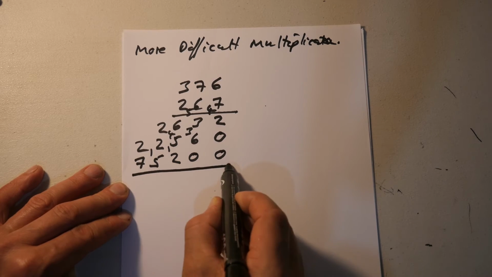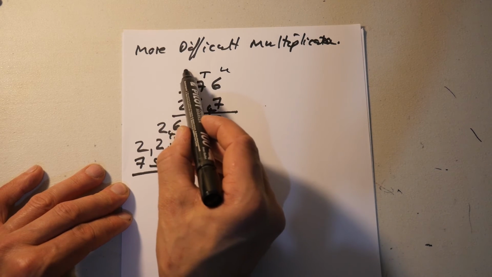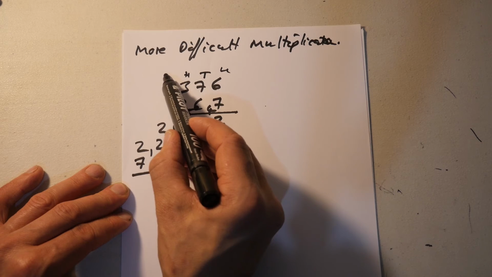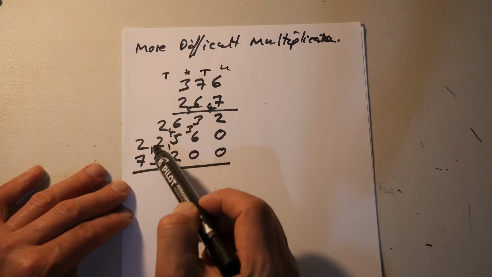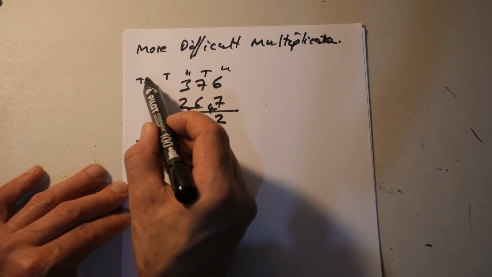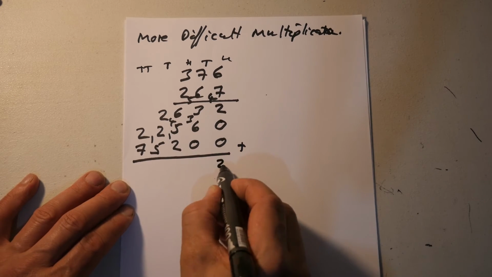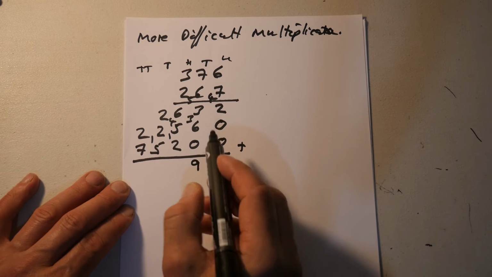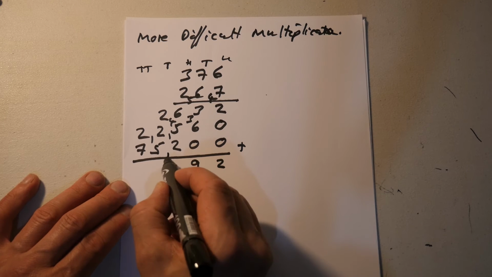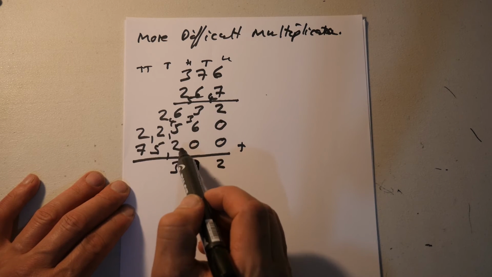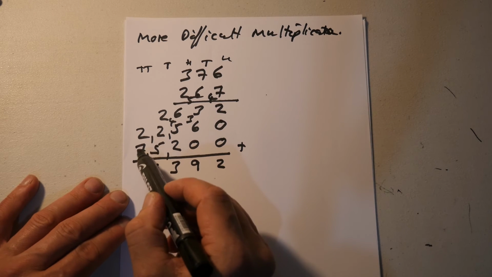Okay? Remember, I'm keeping the columns lined up. That's units, tens, all lined up, hundreds, all lined up. And this is thousands, and this is tens of thousands, okay? So then you add. 2 plus 0 plus 0 is 2, 6 plus 3 is 9, 6 plus 5 is 11, 12, 13, and so on across the columns.